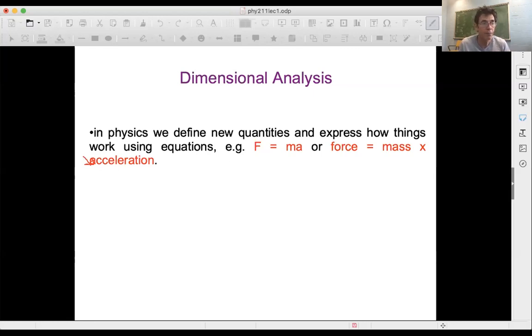Another way is we use equations to quantitatively express how things work. When we write down an equation that expresses how this or that works, we're typically thinking of that as a kind of law of nature. It describes the behavior of nature. It describes how nature works. So it's a second way we use equations.